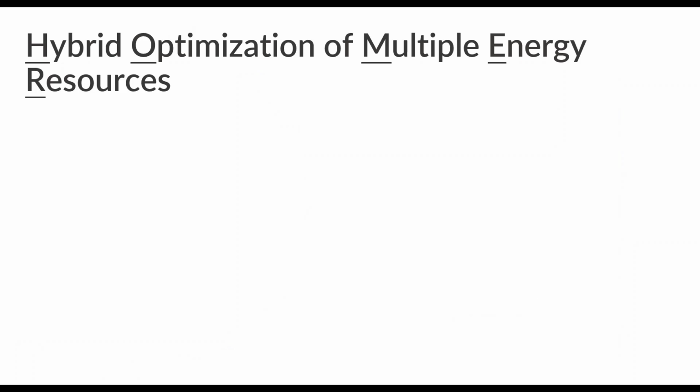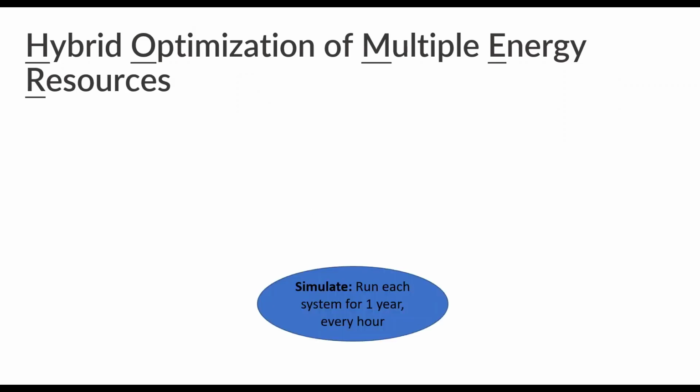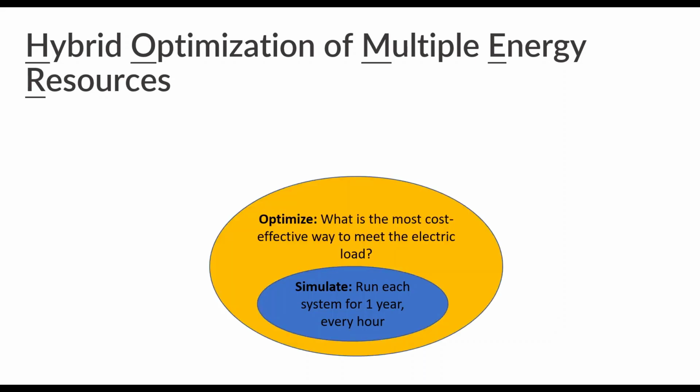So just a quick review. HOMER is an acronym for Hybrid Optimization of Multiple Energy Resources. The HOMER approach includes three different processes nested together. At its core, HOMER has a simulation engine that simulates the operation of an electric power system for 1 year, hour by hour, or minute by minute. At each time step, HOMER looks for the most cost-effective way to meet the electric load based on the set of constraints that the user defines.